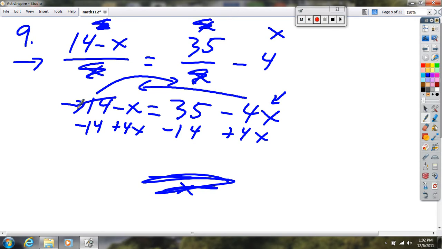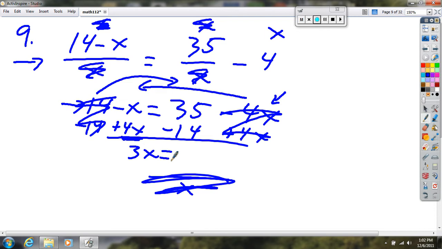The 14s here cancel, and the 4x's over here cancel. So what's left here? 4x minus 1x is 3x, is equal to 35 minus 14, which is 21. Divide both sides by 3, and x equals 7.